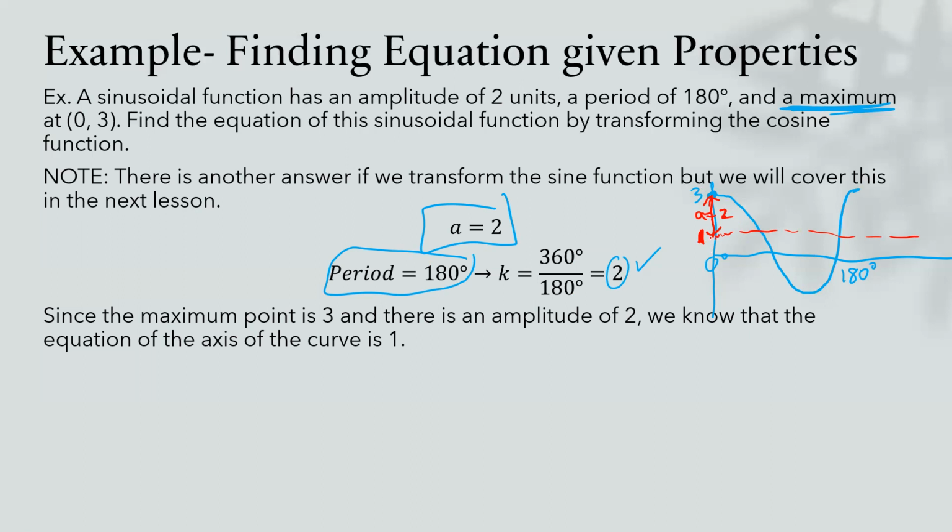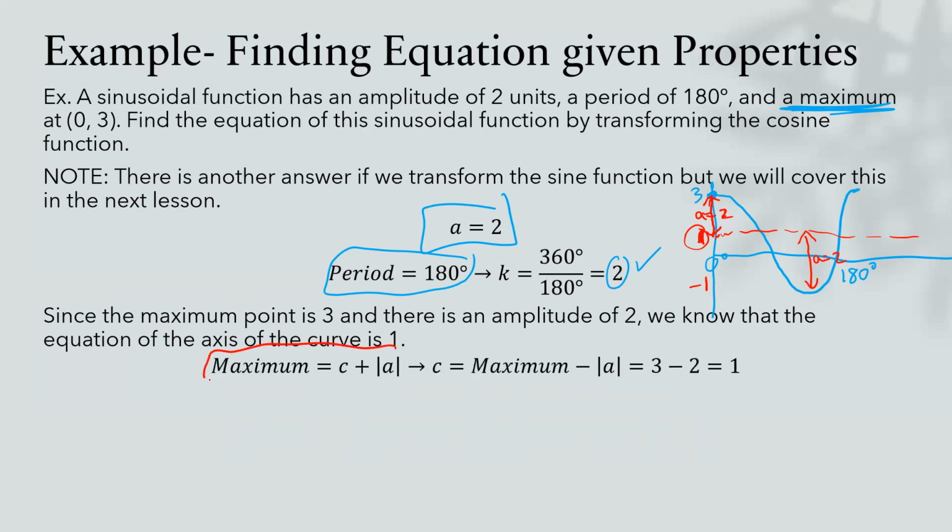And of course, now that we know the equation of the axis of the curve is 1, then really we have the whole entire equation. We also know, by the way, not that we need to know this in this case, but we could also find the minimum by simply taking the equation of the axis of the curve and subtracting off the amplitude, which is 2 there. So we can clearly see here that the equation of the axis of the curve is 1.